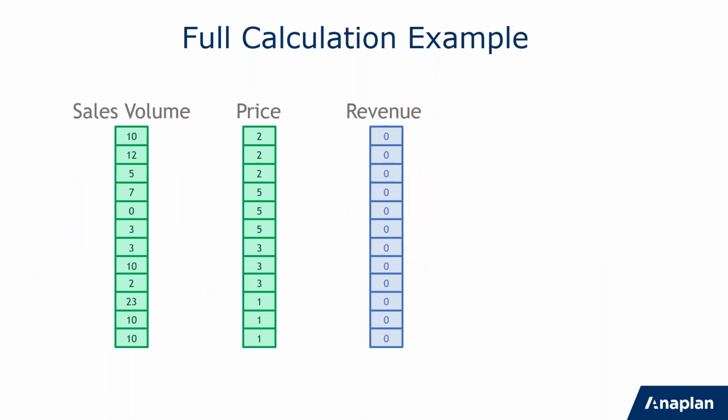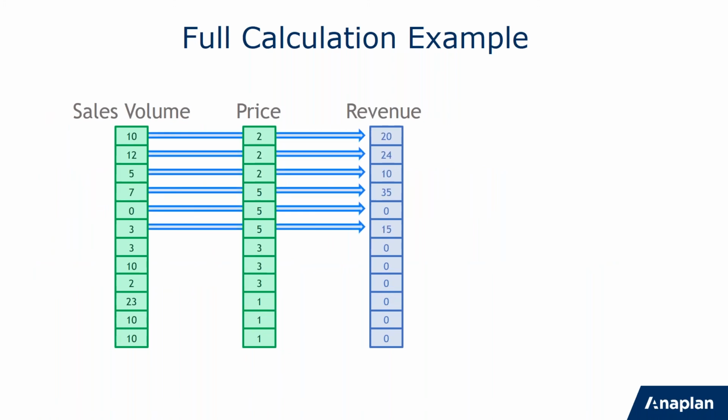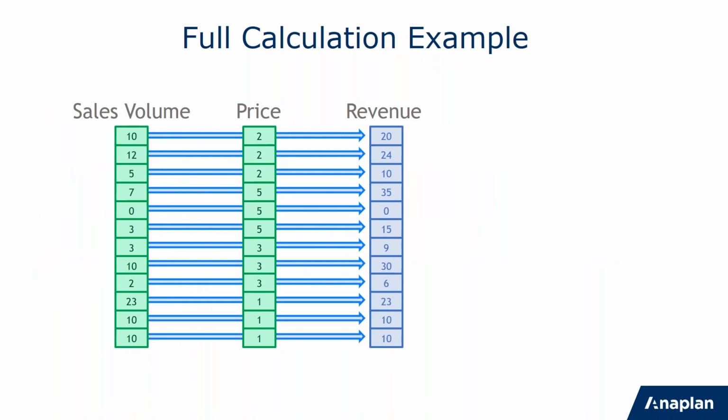Okay, so this is just a diagram illustrating that. So we're walking down revenue in order, and we're reading the corresponding cells from sales volume and price. Okay.